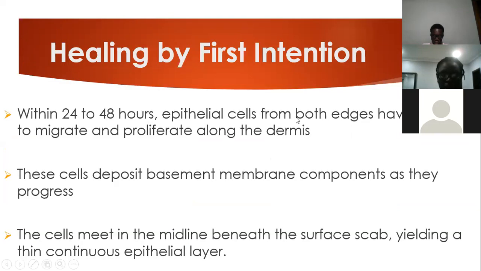These cells would regenerate very quickly. Now, by 24 to 48 hours, the epithelial cells from both edges will migrate towards each other and proliferate along the wound edge. And these would deposit extracellular matrix in the midline. So that is what will form the scab.